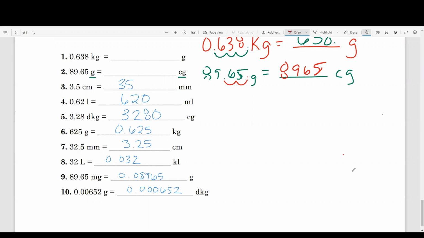All right, so I added all the answers in. How did you guys do? For number 3, we have 35. For number 4, 620. Number 5, 3,280. Number 6, 0.625. Number 7, 3.25. Number 8, 0.032. Number 9, 0.08965. And number 10, 0.000652.